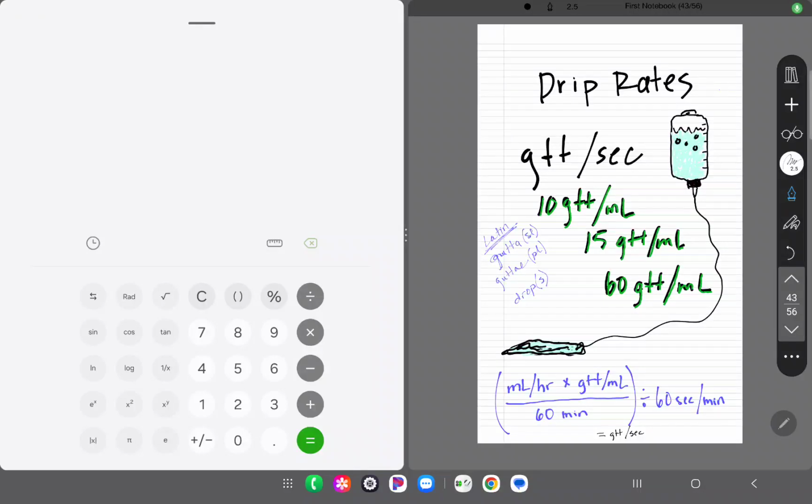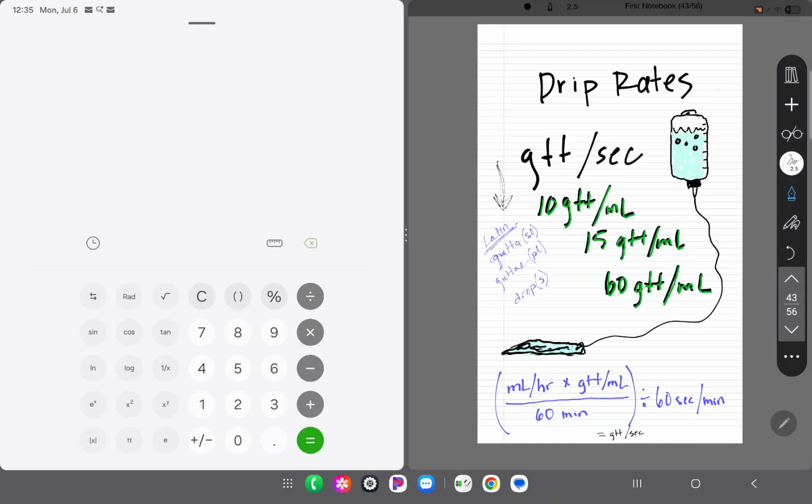Hello. Today let's talk about some drip rates. As you know, drip rates have to be in that darn Latin gutte, or GTT, per second. So let's start right off by defining our Latin here. The Latin for gutta is singular, guttae is plural, and all it means is drop or drops. That's what it means, drops of fluid.